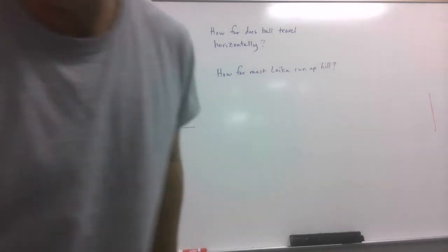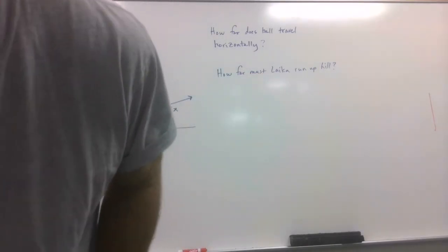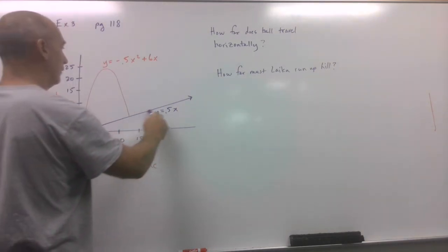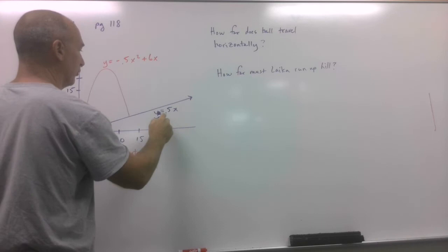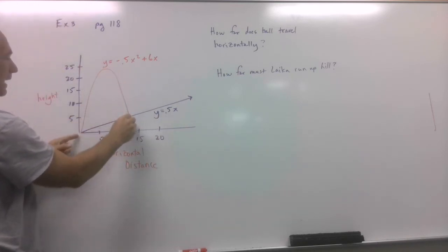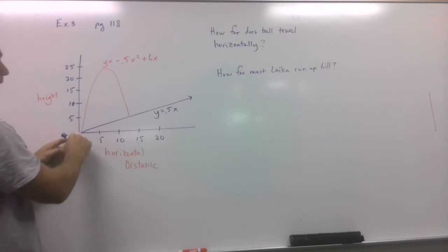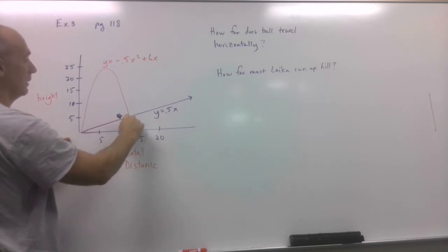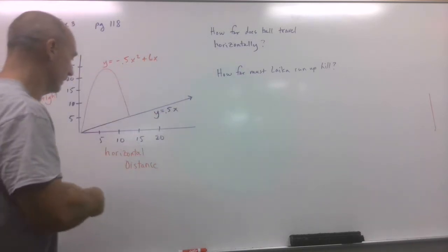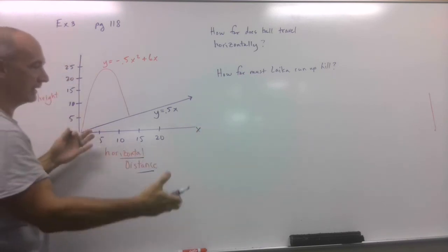Example 3 from page 118, okay? Basic idea, you've got this hill represented by this equation. You've got a ball thrown right here represented by that equation. You've got a person and a dog, and they're throwing the ball to the dog, and the dog's got to run up this hill. So a couple of questions. How far does the ball travel horizontally? The horizontal distance is my x. That's the clue. Find x.